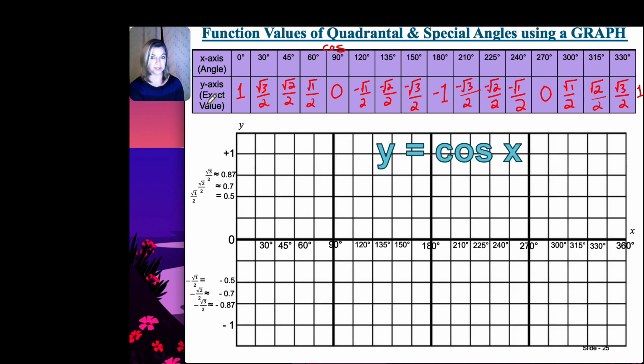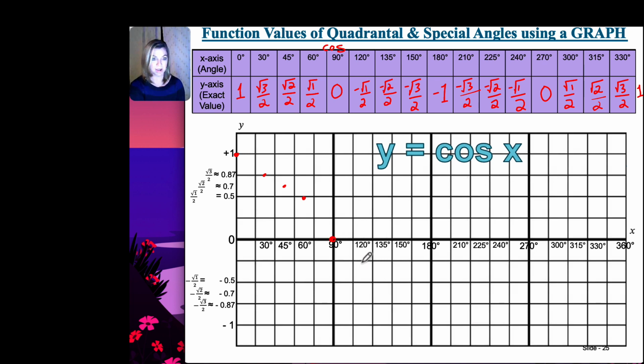Okay, let's graph this. Try to make it look a little more like a curve than those V's like last time, but okay, here we go. We've got 0, 1, 30 rad 3 over 2, 45 rad 2 over 2, 60, 0.5, 90 is 0.